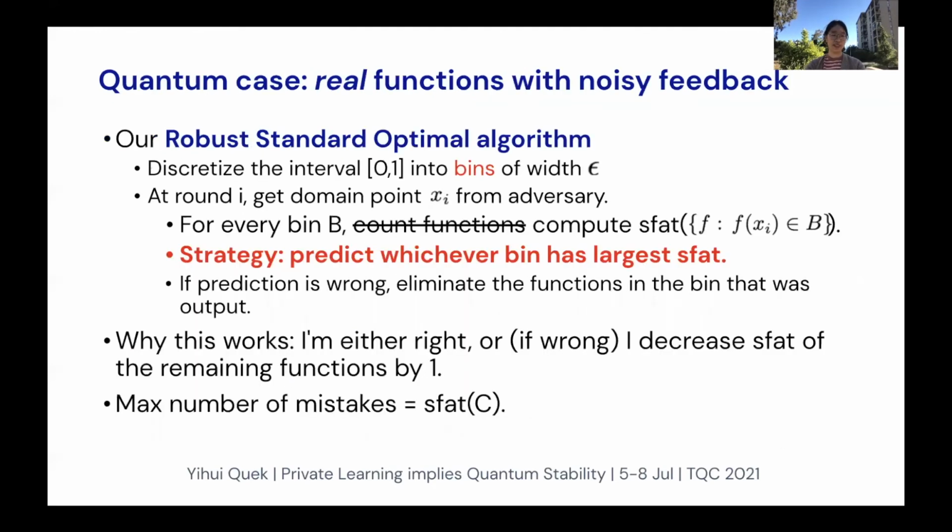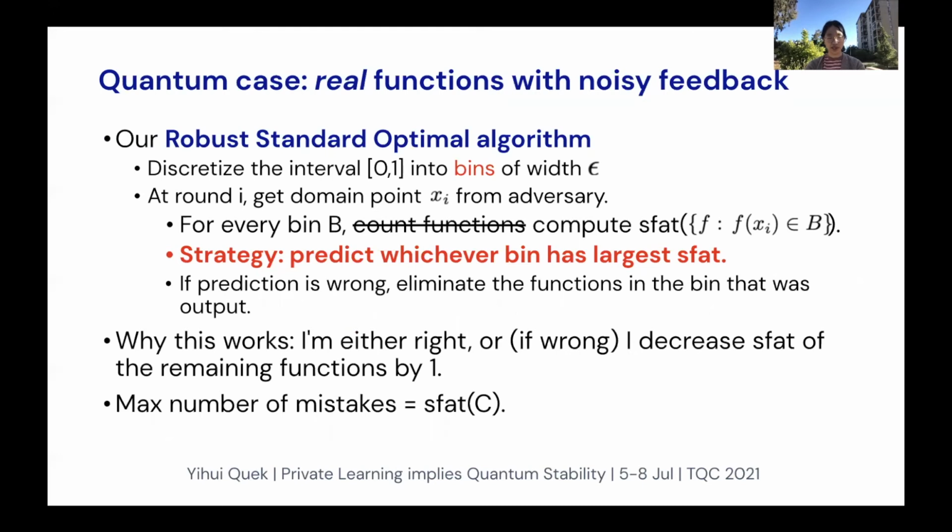So what we did was basically to extend this to the quantum case, which is a case of learning real valued functions with noisy feedback. Similar to the halving algorithm, we discretized the interval, but this time instead of the natural discretization into functions mapping to 0 and functions mapping to 1, we discretized the range into bins of width epsilon.